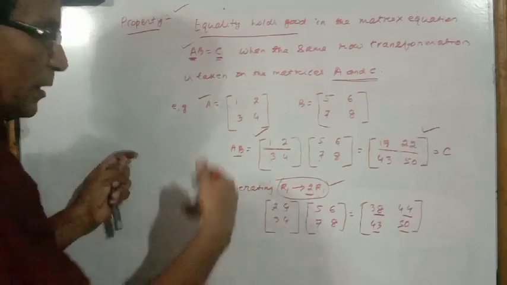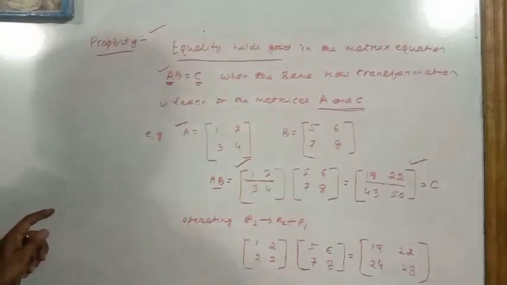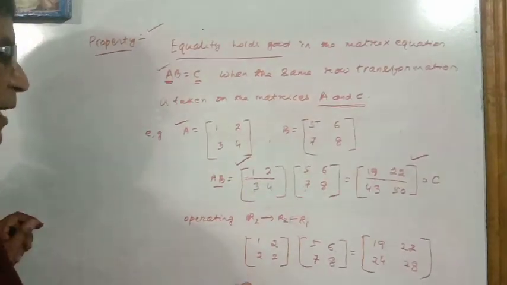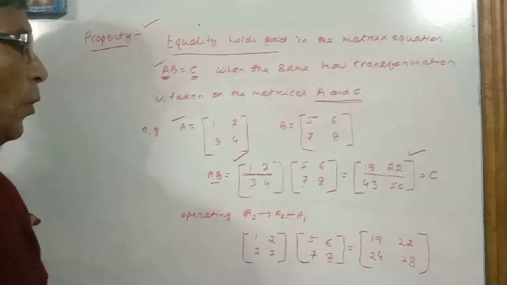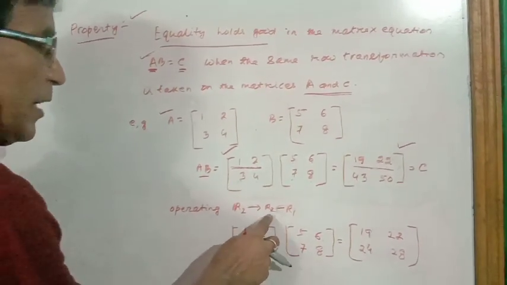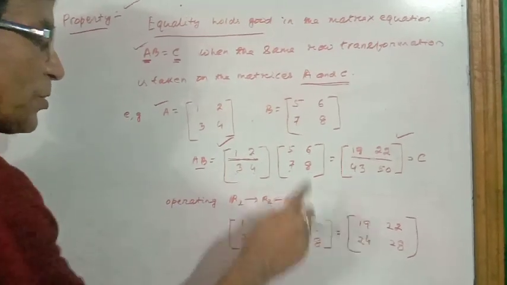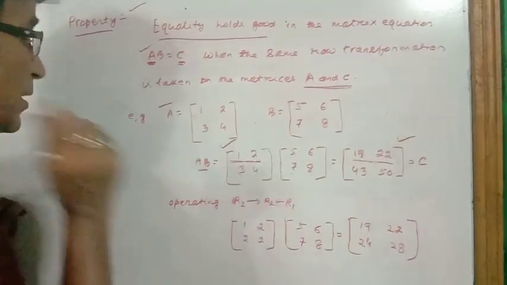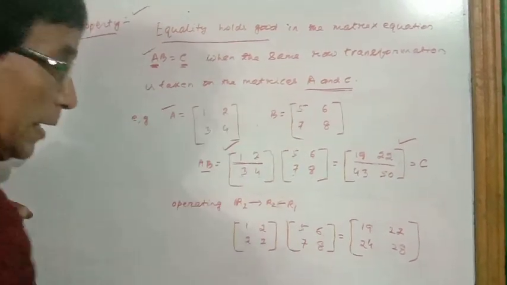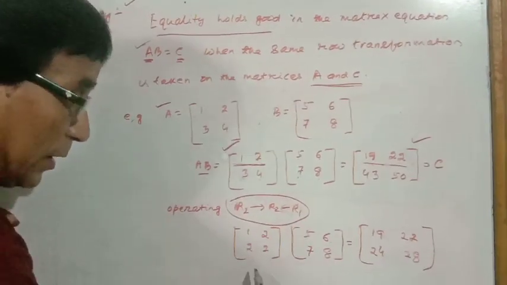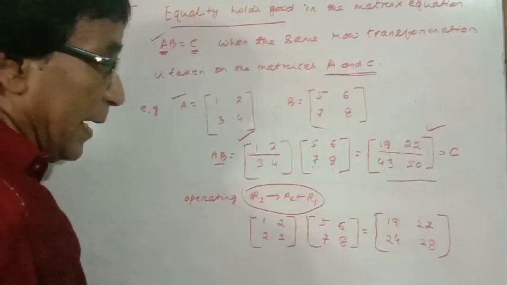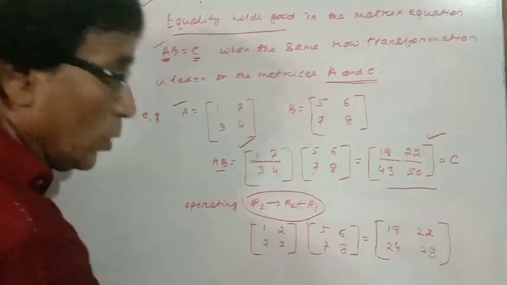Now we will consider the third transformation. Again here we can use the third row transformation. What is that? We can replace any row, suppose the second row, by the second row plus or minus the first row. Here I am taking the operation row 2 as row 2 minus row 1. Row 2 minus row 1. This operation will be taken on the matrix A as well as on the matrix C, and we will verify whether the equality sign holds good or not.